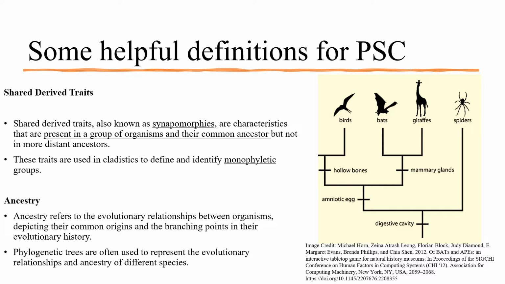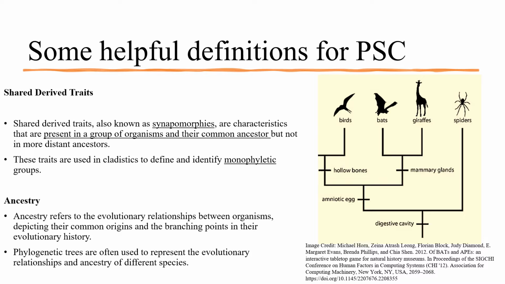So what does it mean, shared derived characteristics or shared derived traits? The shared derived traits, also known as synapomorphies, are characteristics that are present in a group of organisms and their common ancestor. However, these derived traits are not present in the more distant ancestors, so they appear in the most recent common ancestor and all its descendants. These traits are used in cladistics to define and identify monophyletic groups.